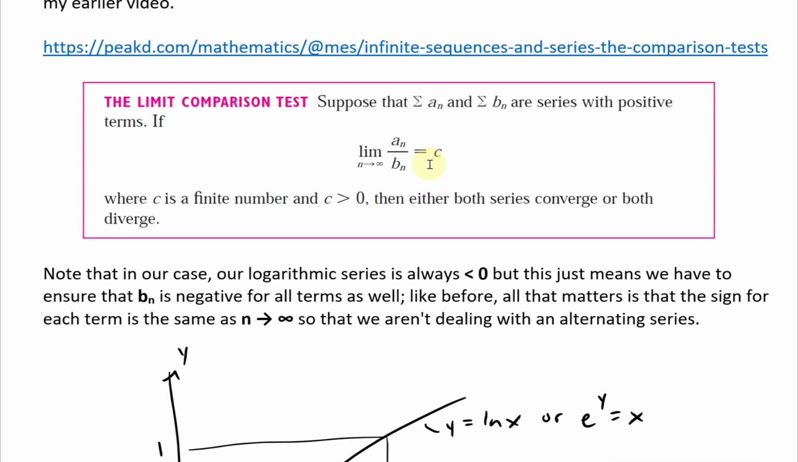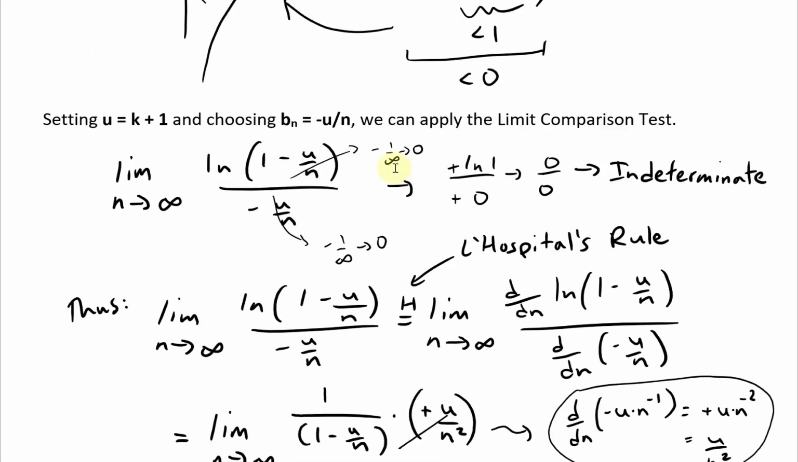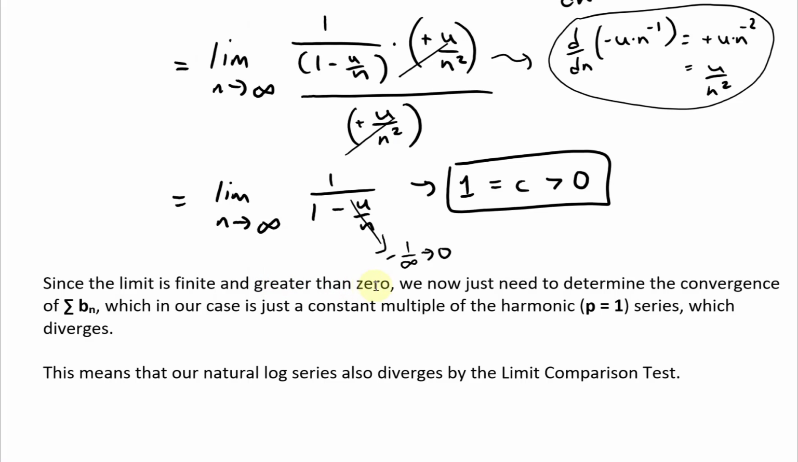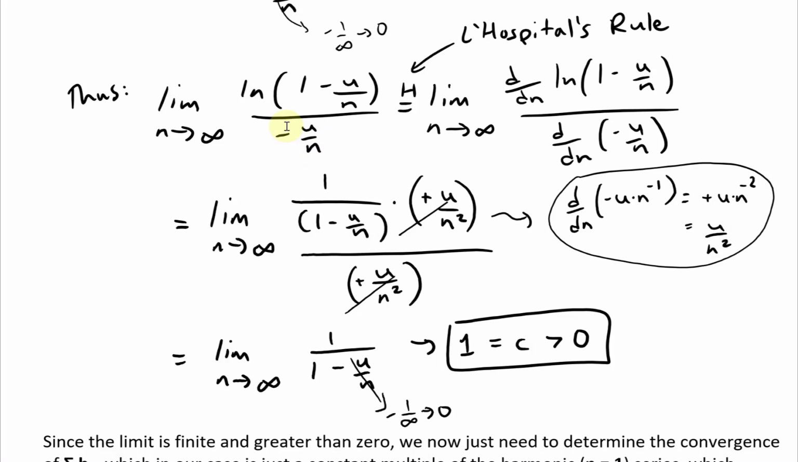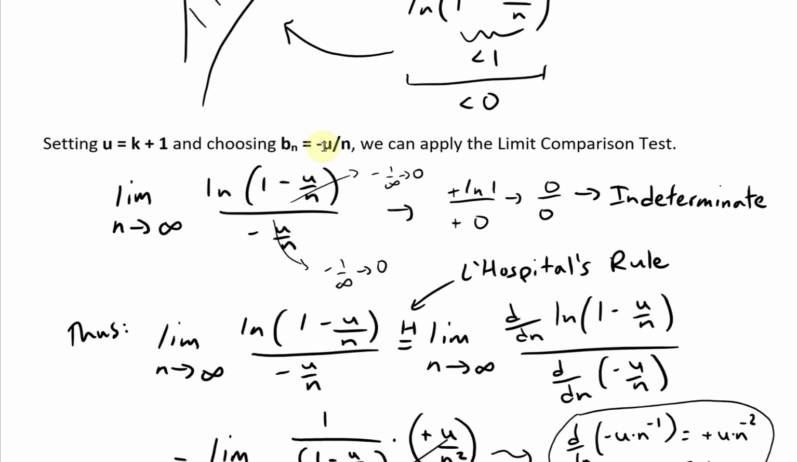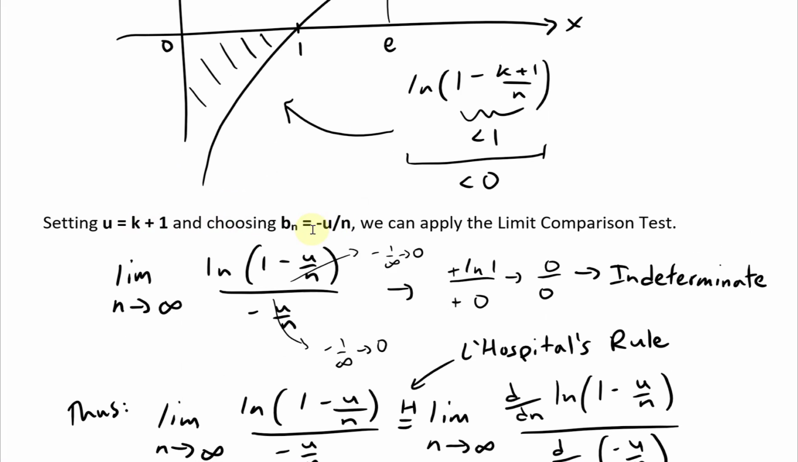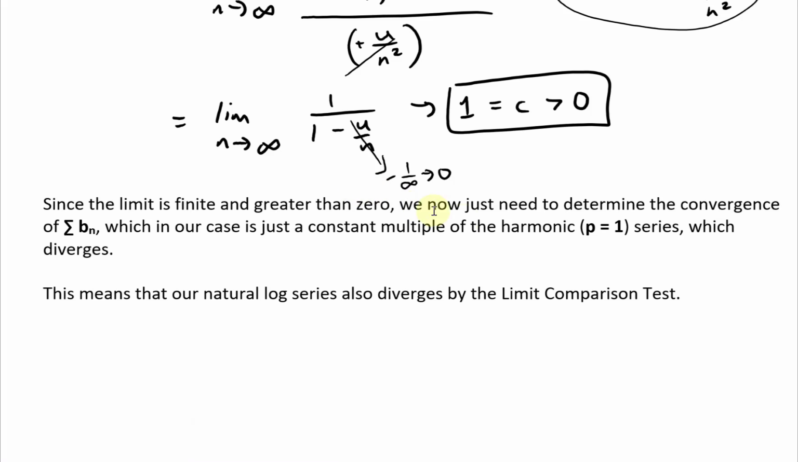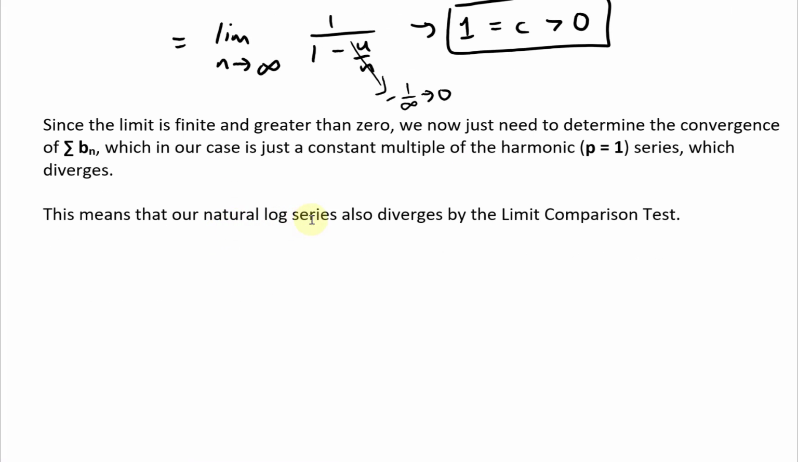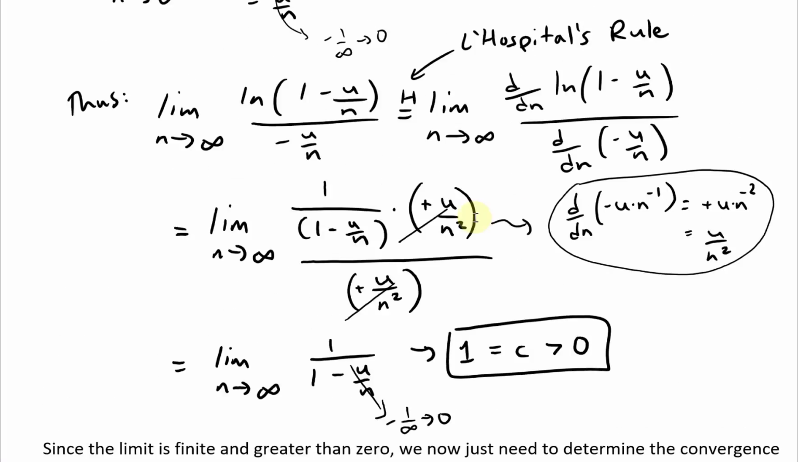So now we just have to find out if our comparison series b_n is convergent or divergent. Since the limit is finite and greater than 0, we now just need to determine the convergence of the series b_n, which in our case is just a constant multiple of the harmonic p equals 1 series, which diverges. We can see that over here, this is our b_n, which is negative u divided by n, where u is just a constant, which is k plus 1. So that's just going to be a negative 1 divided by n, or just 1 divided by n, which is the harmonic series. This means that our natural log series also diverges by the limit comparison test.